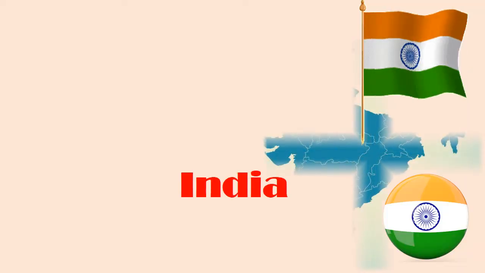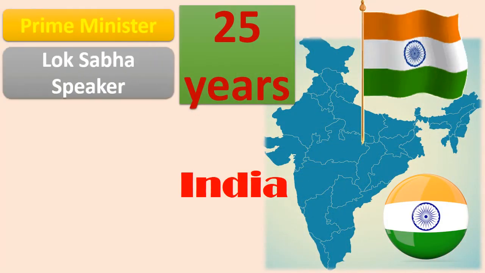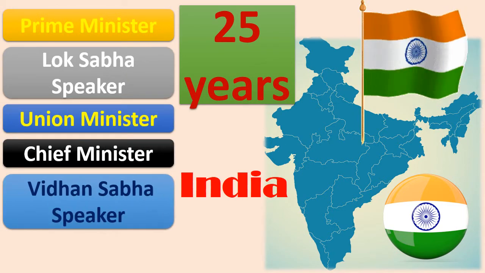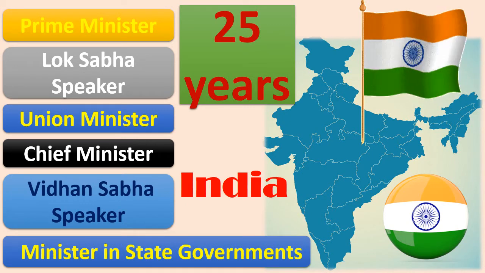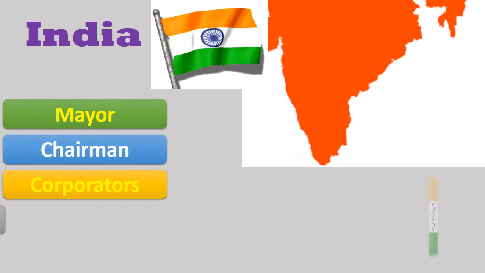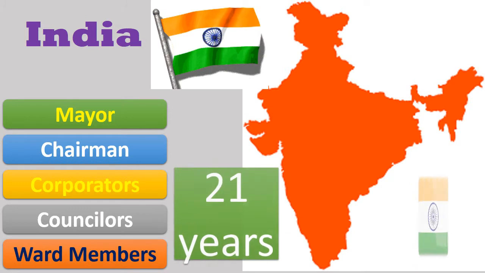The candidate must be 25 years of age to become the Prime Minister, Lok Sabha Speaker, Union Minister, Chief Minister, Vidhan Sabha Speaker, Minister in state governments. To become a mayor, chairman, corporators or councillors or ward members, the minimum age required is 21 years.